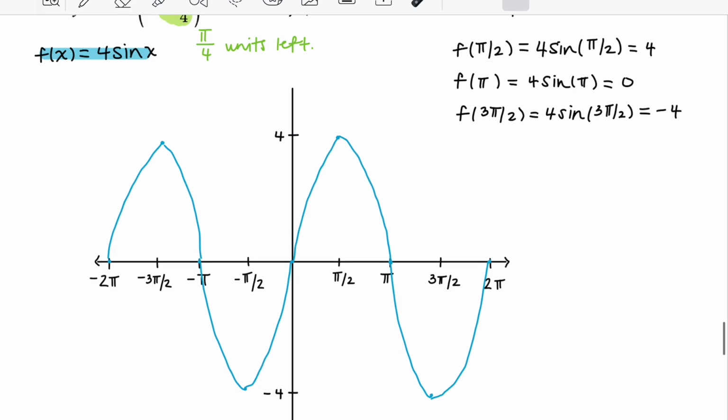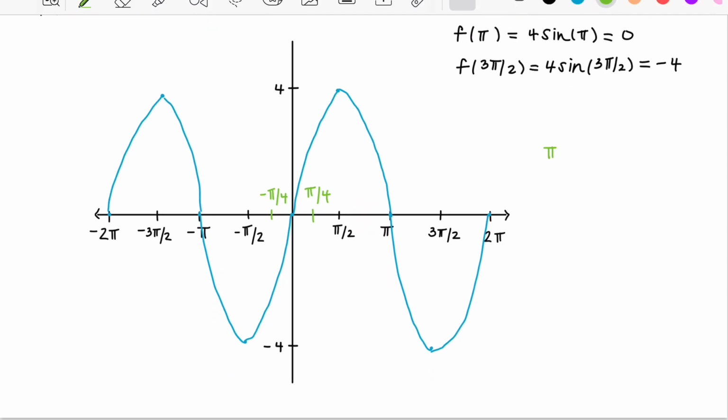So, for example, pi over 2 here is going to be shifted pi over 4 units to the left, and pi over 4 is about right there. So we're going to need to do this for every single point here. This point here is going to shift over minus pi over 4, which is going to be about right there. So what we need to do is figure out what the rest of these points are. If we're going from pi and shifting that pi over 4 units to the left, then we need to figure out what pi minus pi over 4 is.